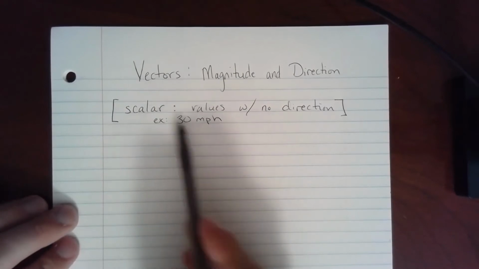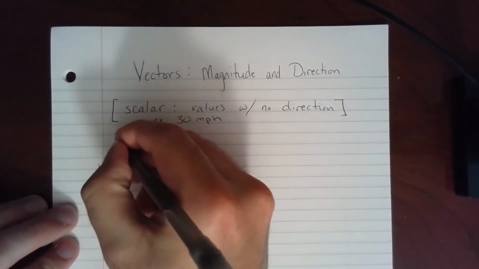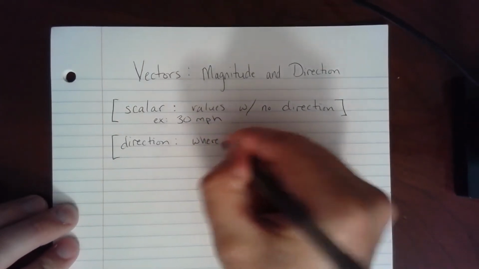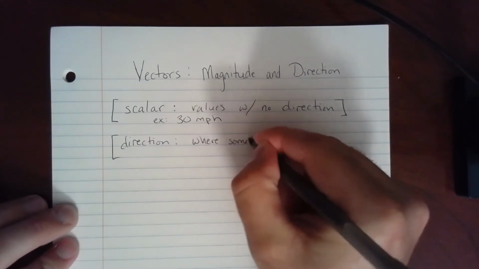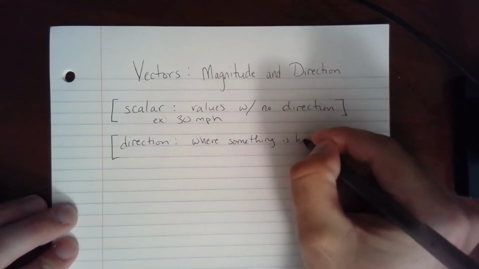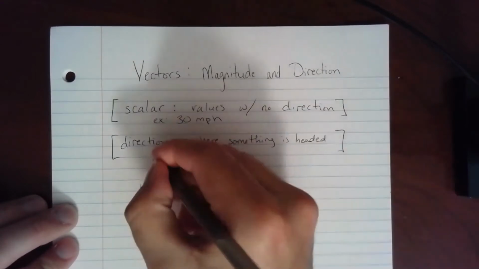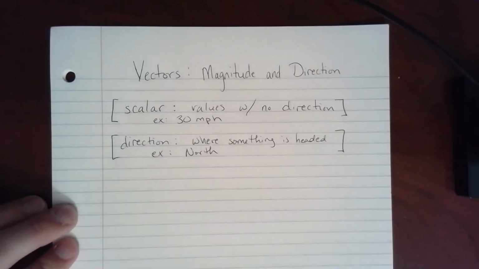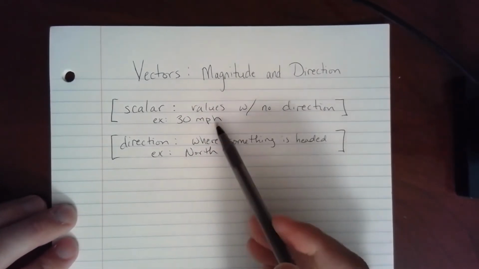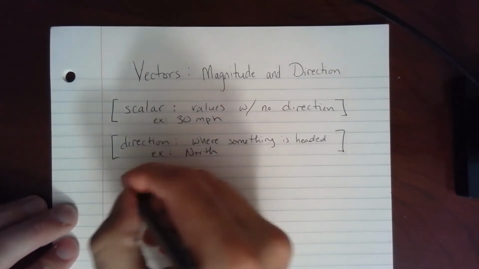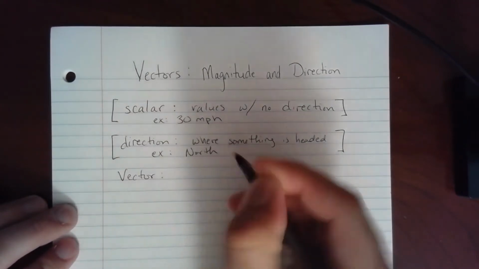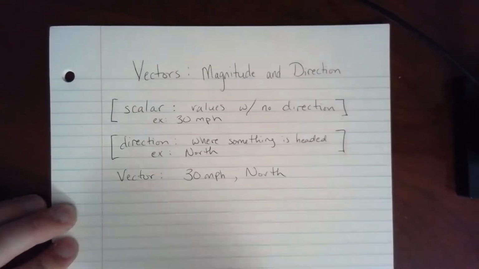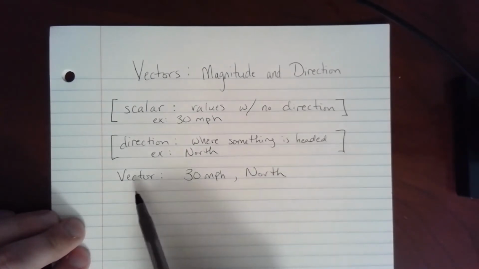So a scalar value might be this, and then direction is obviously where something is headed. You need both of these things in order to create a vector. So we'll just go with the example I just mentioned of going north. So if I said that something was going 30 miles per hour and heading north, we could put those together. We could say 30 miles per hour and north, and this right here would be a vector quantity.